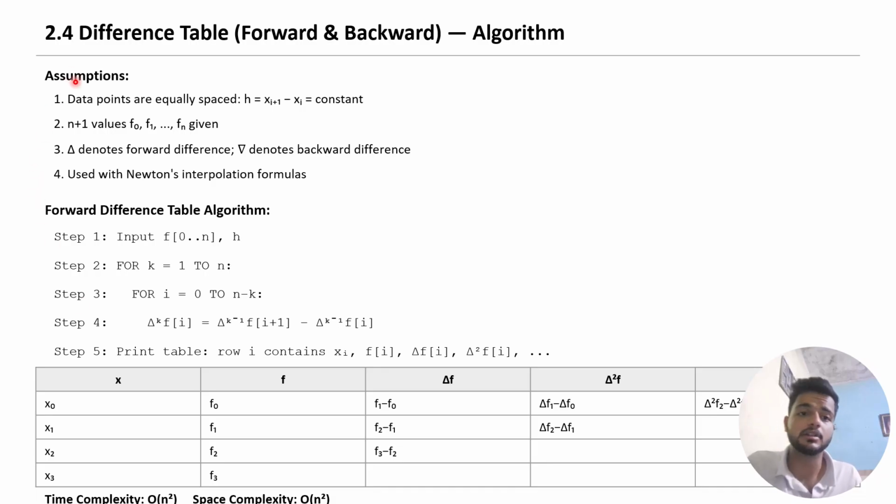Divided difference table, forward and backward. We'll take input f0 to fn, then we'll take step h for k. We'll start a loop from k equals 1 to n, and again inside that loop we'll start i equals 0 to n minus k. We'll take delta k fi equals delta k minus 1 f(i plus 1) minus delta k minus 1 fi. So we'll subtract f1 minus f0, and this will give delta 1 f. To subtract delta 1 f1 minus delta 1 f0, we'll get delta square.